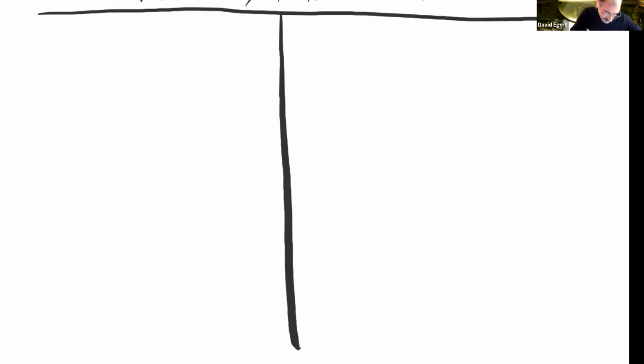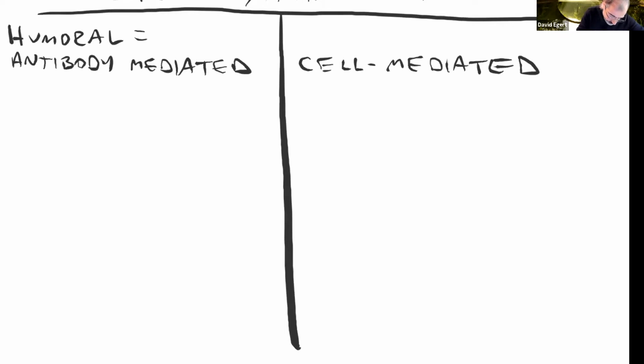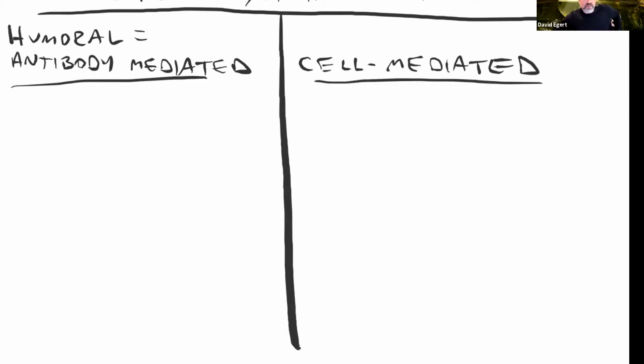So one is going to be called humoral or antibody mediated. The other one is going to be called cell mediated. From their names, you get a sense of the difference. The way that the humoral or antibody mediated specific immunity destroys its targets is through the use of antibodies.